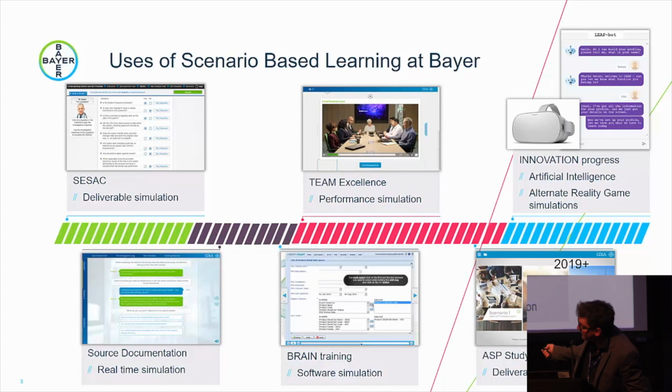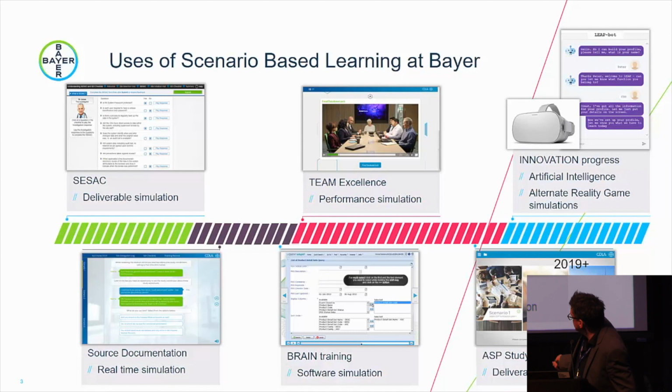This is a big one. One we've just worked on for the last couple of years is the Team Excellence project, which is a performance simulation. So we're actually looking at changing knowledge, skills and behavior and getting people to apply their knowledge and skills to implement behavioral change within a sort of team scenario.